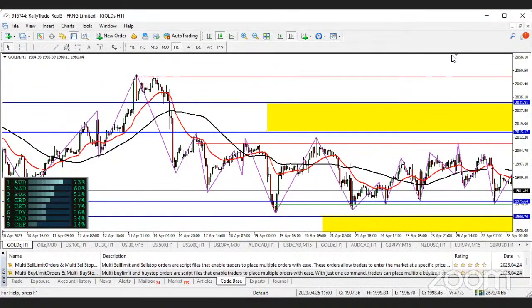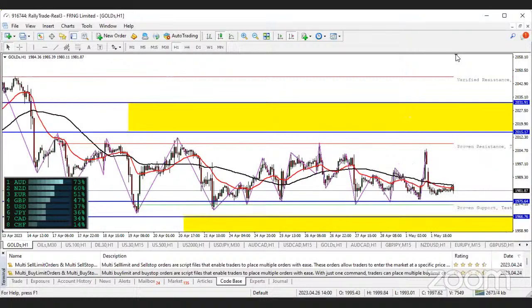I marked that channel on my 4 hours time frame, and you saw it. So I'll be looking forward to a buy and a sell around these zones. So enter your buy stop order and your sell stop order around that zone.